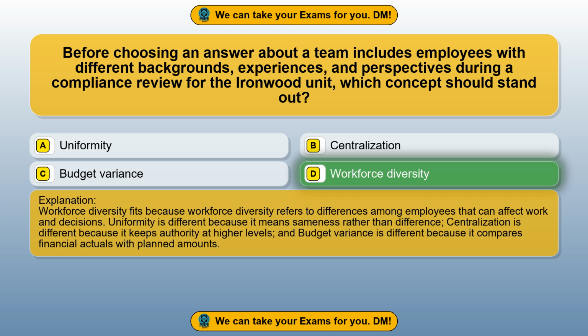Workforce diversity fits because workforce diversity refers to differences among employees that can affect work and decisions. Uniformity is different because it means sameness rather than difference. Centralization is different because it keeps authority at higher levels, and budget variance is different because it compares financial actuals with planned amounts. Question 55.